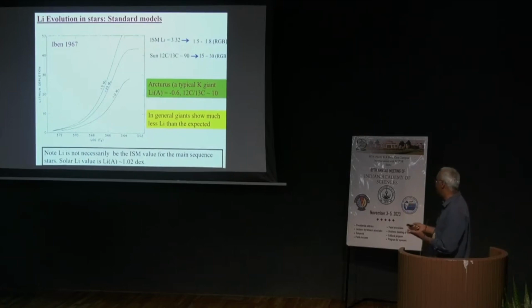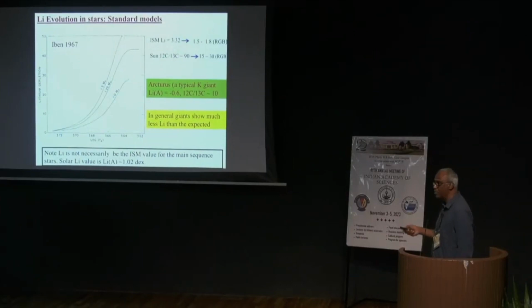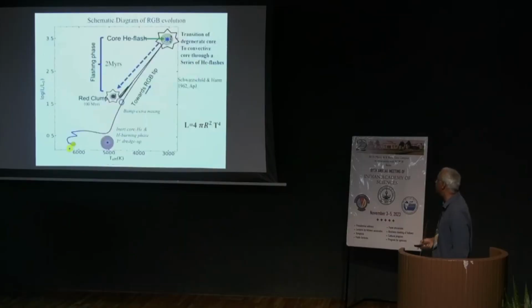Again, lithium is not necessarily the ISM value on the main sequence. Many stars differ in the value. For example, the sun has much, much less lithium than the ISM. That itself we don't know, whether it got destroyed quite a bit during the pre-main sequence itself. So I want to just talk about some details here, but I don't want to bore you with that.